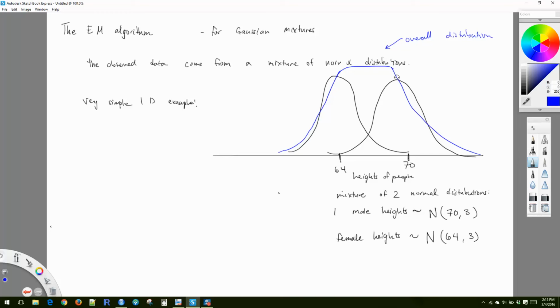All right, and so basically, if we draw data from here, can we apply labels to the data points? Okay. So we got male heights, female heights, and we want to know, can we successfully cluster the data? Okay, so this is a one-dimensional example, and next a two-dimensional example.